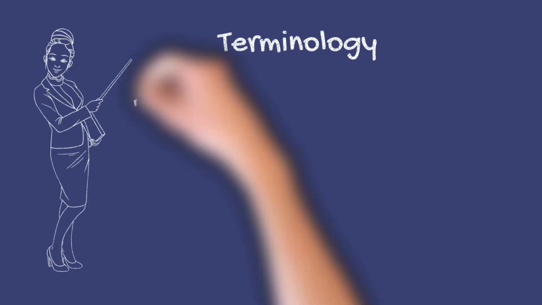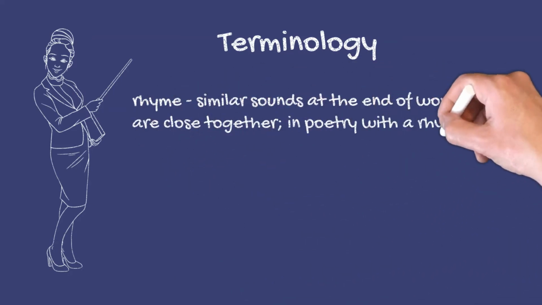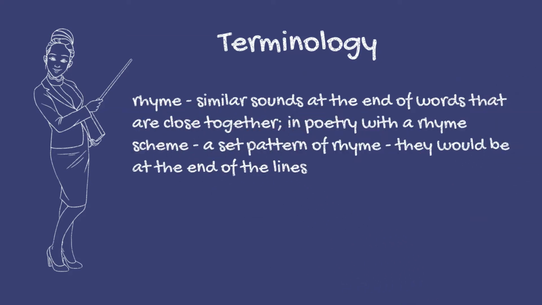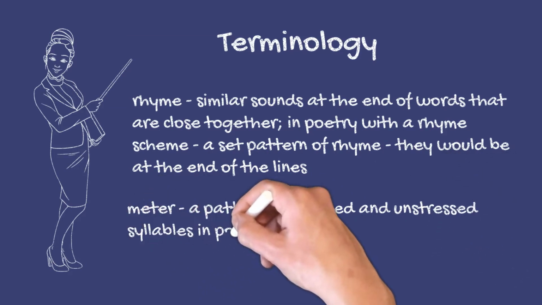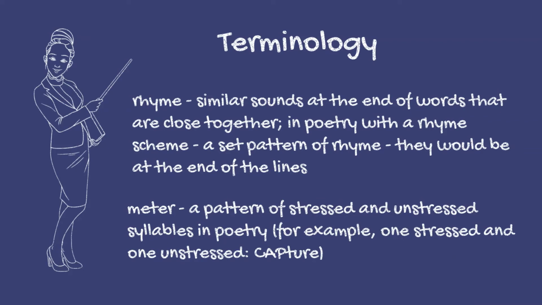First of all, rhyme. When we talk about rhyme, in general, it just means similar sounds at the ends of words that are close together. When we talk about a rhyme scheme in a poem, however, it's basically a set pattern of rhymed words at the end of lines. Meter is kind of like the rhythm of the poem. It's the pattern of stressed and unstressed syllables in poetry. And it usually has a pattern. When we talk about meter, it's a pattern. So da da da da da da da da.